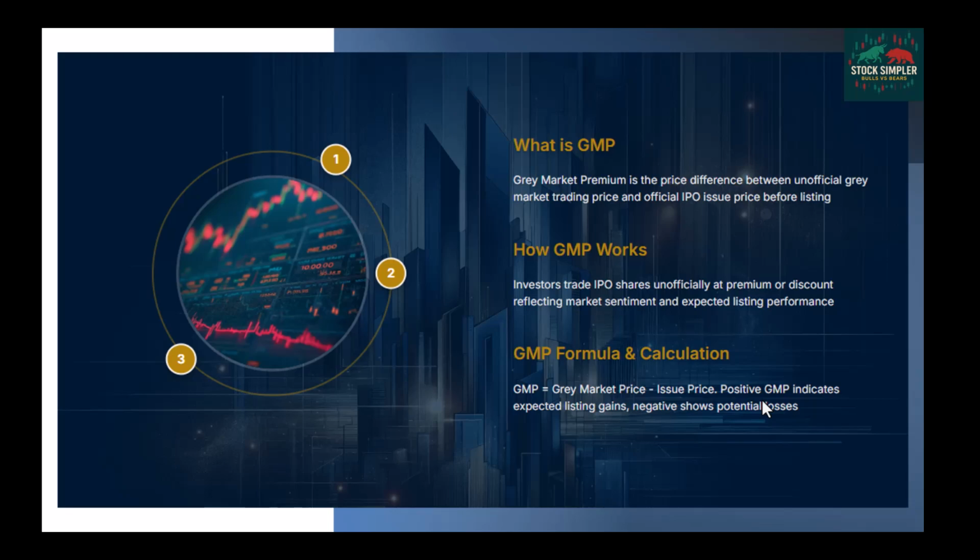Then how does this GMP work? Investors trade IPO shares unofficially in the grey market at a premium or discount, reflecting market sentiment and expected listing performance. So if it has a positive GMP, it is expected to list at a higher price than the price offered in the IPO process. And if it is negative, then the listing price is estimated to be lower than the price at which it is offered.